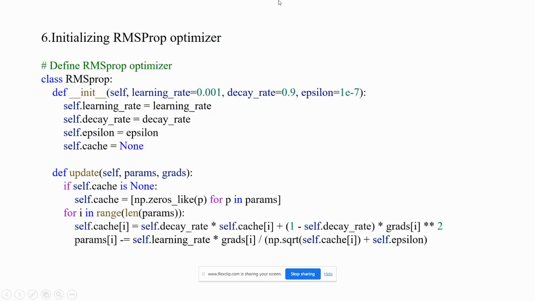The next step is initializing the RMS prop optimizer. As we have discussed before, learning rate is considered to be 0.001, decay rate to be 0.9, and we initialize using these parameters. To update the weights, we are considering these two equations which we have seen before. We are updating the moving average and then the weights are updated. This is the code for that.